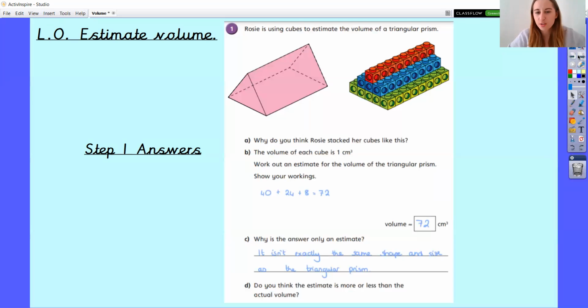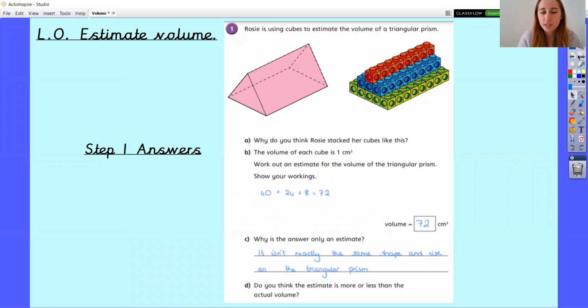So 1A said, why do you think Rosie stacked her cubes like this? Now, you might have lots of different answers, so there's not an answer on the board for you. But you might have said that it's because it's roughly the same shape and size as the triangular prism. She's trying to show what the volume would be in a different way. It makes it easier for her to count the cubes. Maybe she's done different colors to help her count each layer. I don't know what you've written, but hopefully you've thought a bit about it being the same shape and the same size, roughly, okay?